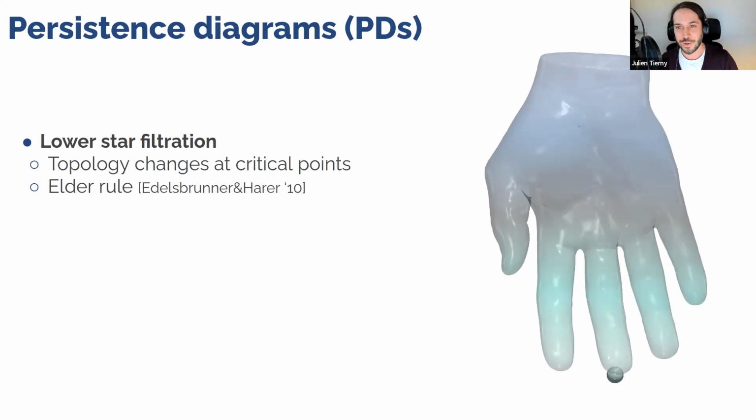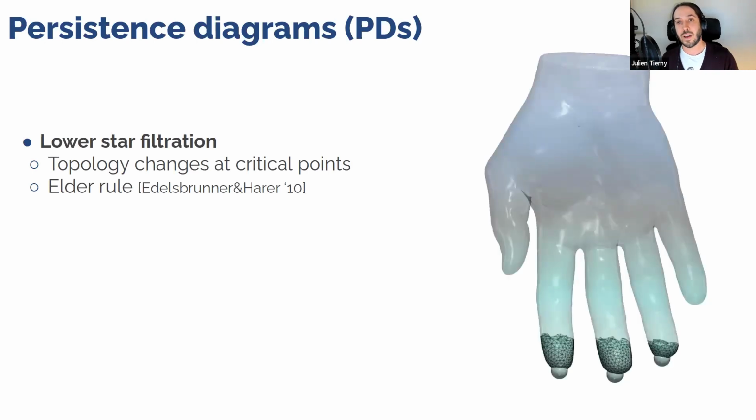And basically, a new component will be created when you add a local minimum, and a component will be destroyed when it merges with another component, which was created before. And this is sometimes called the elder rule. And this is what we'll show in the following animation.